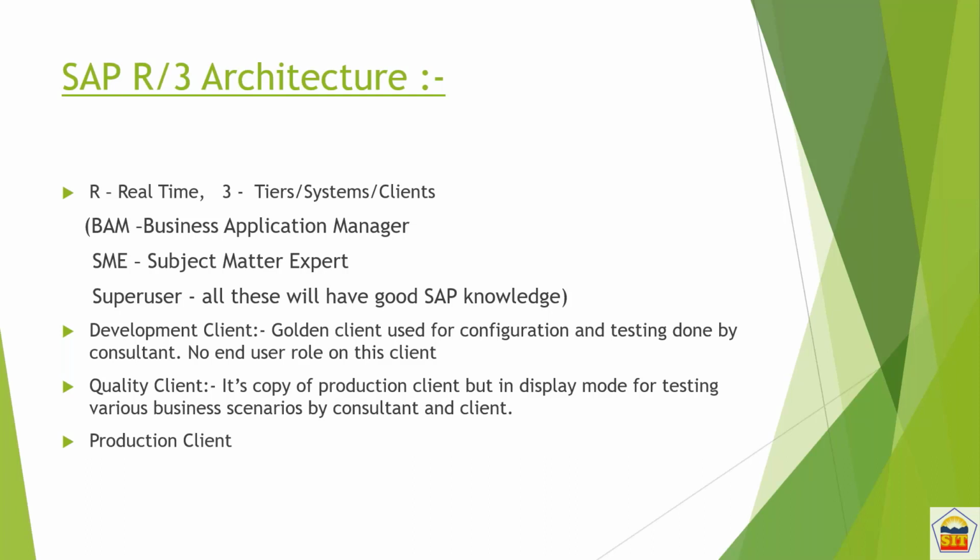Under this R3 system, we will have three systems: development, quality, and production. We call them the development client, quality client, and production client. The development system is also known as the config system, configuration system, or golden client. Why is it known as the golden client? Because here the consultant has access to do the configuration and customization, and also to test his configuration and customization.